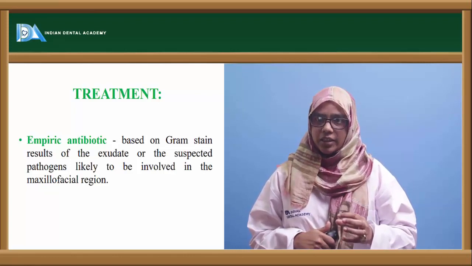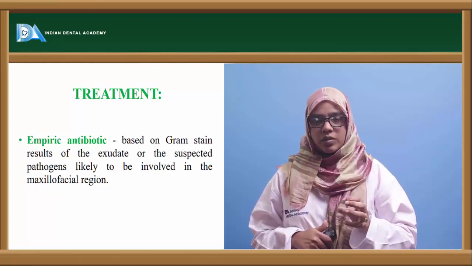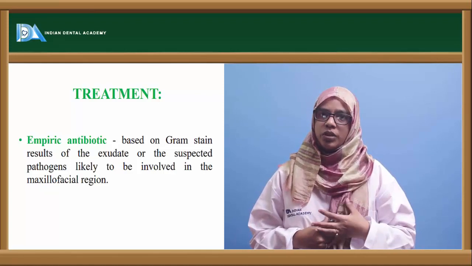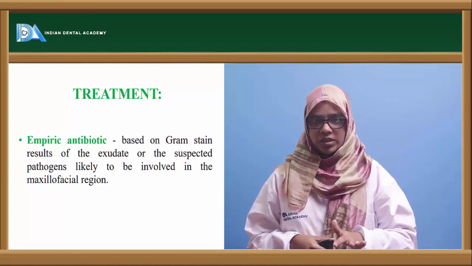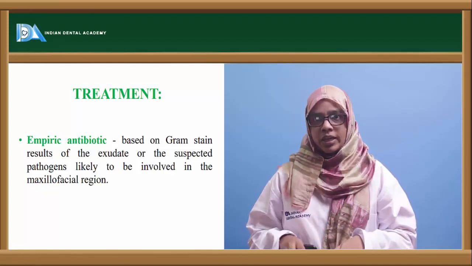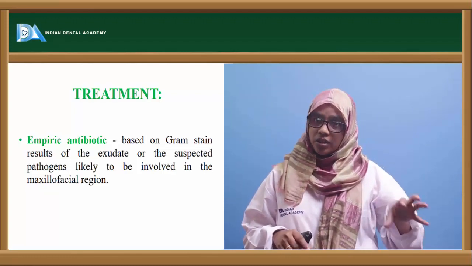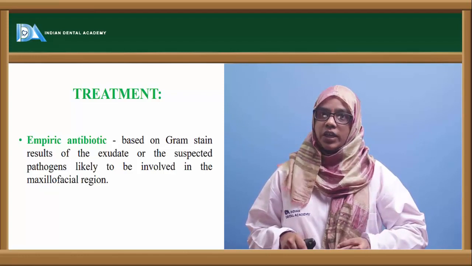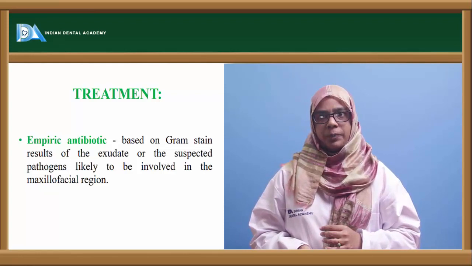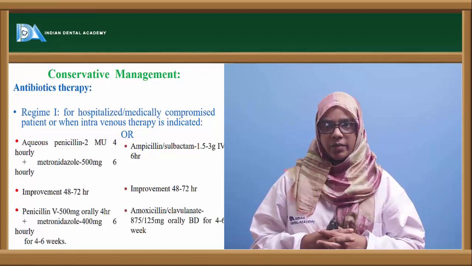Now these are basically based on the gram-staining result from the exudate or the suspected pathogen likely to be involved in the maxillofacial region. When a patient comes to you with osteomyelitis, you don't know what type of organism is there, but you have to start with an antibiotic. In that case, you will start with a broad spectrum empirical antibiotic, take out the specimen, and send for culture and sensitivity. Now, this culture and sensitivity will give you a definitive antibiotic. Then you will replace the empirical antibiotic with this definitive antibiotic. Okay. Then, once you get a culture and sensitivity, you start with your proper antibiotic regime.